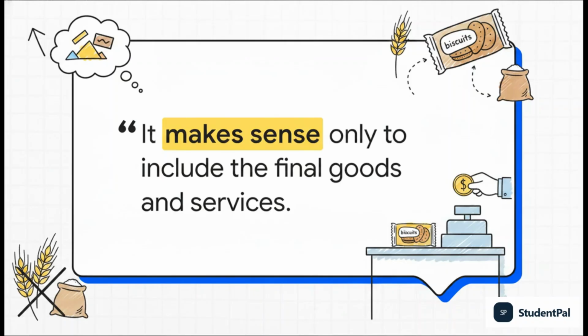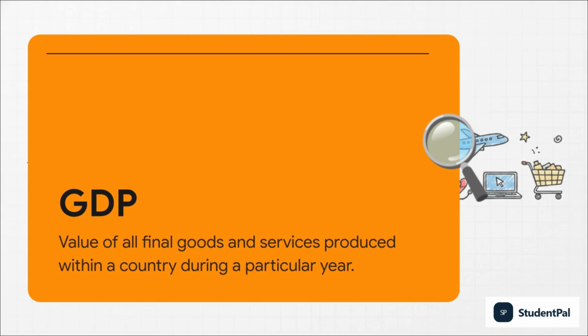Because the value of final goods, like that packet of biscuits, already includes the value of all the intermediate goods that were used to make it. The price of the biscuits has the cost of the flour and the wheat baked right into it, pun intended. Counting intermediate goods separately would just inflate the numbers completely. So the absolutely crucial point is this.